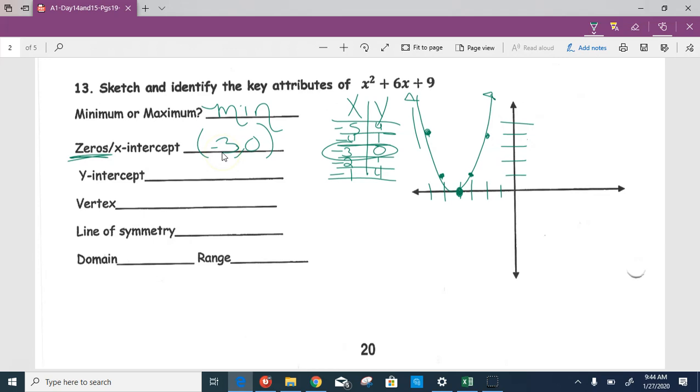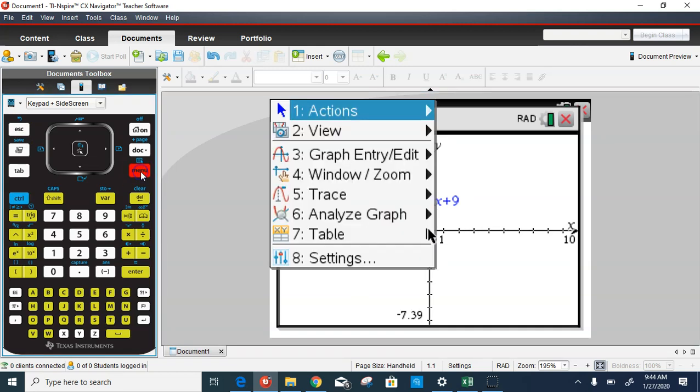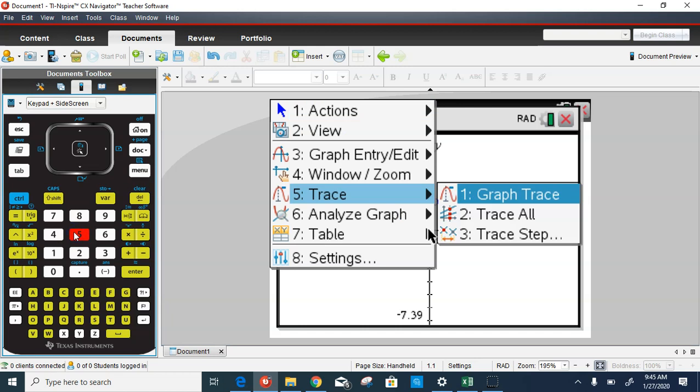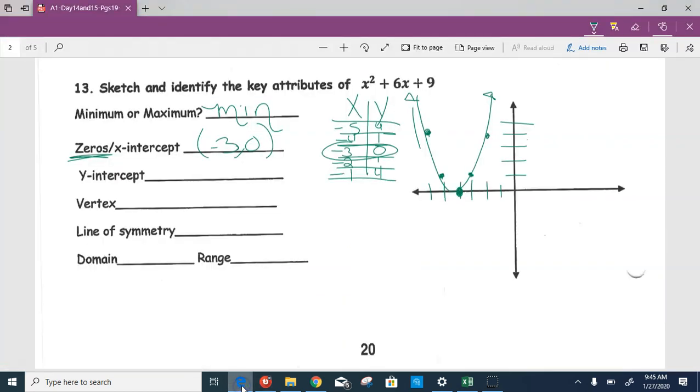What's our y-intercept? Well, let me go back to my graph and find it. I don't see it right away. But what I can do is try this little function. Let me get rid of the table really quick. Do Control-T. And let's go ahead and do menu, trace. Let's trace our graph. Graph trace. And look, right away, the first thing it does is it goes right to the y-intercept. My y-intercept apparently is at 0, 9. That's a nice little trick to have. So whenever you do trace, graph trace, the first point it goes to is the y-intercept.